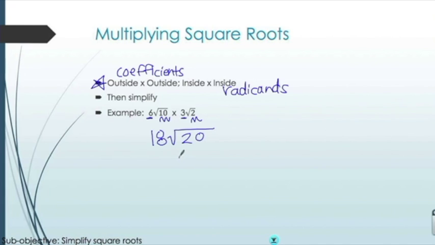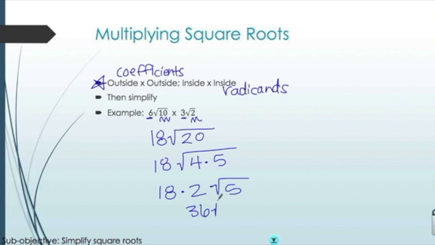There is a perfect square that goes into 20. What is it? So 4 goes into 20. 4 times 5. So when I take out the square root of 4, I get 2. The 5 stays in the radical. And then 2 times 18 is 36.